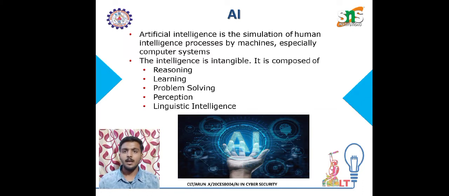In general, AI systems work by ingesting large amounts of labeled training data, analyzing the data for correlations and patterns, and using these patterns to make predictions about future states. AI programming focuses on 3 cognitive skills: learning, reasoning, and self-correction.